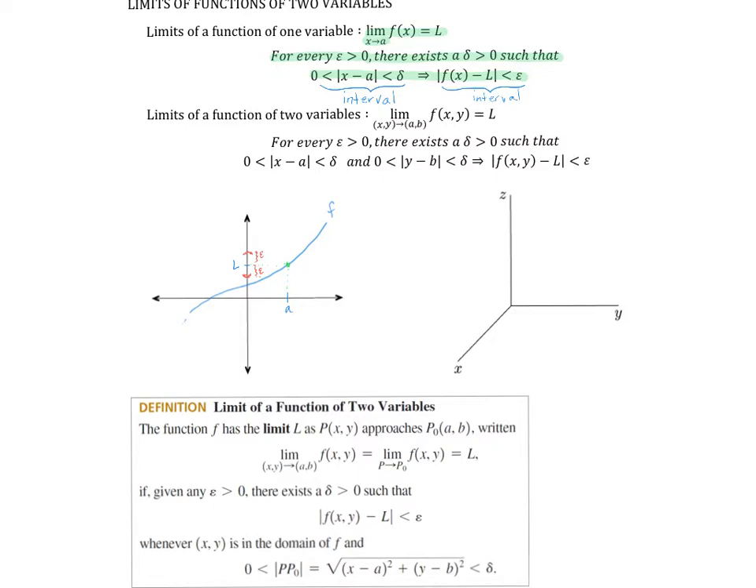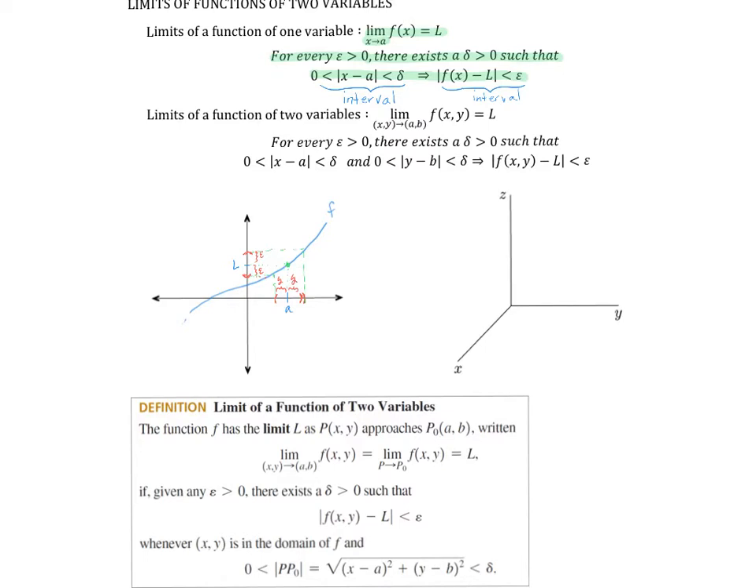So if you take any interval around L, you should find a corresponding interval, and here's how we find it: we take our interval and we map it to our curve and come down. So you should find an interval around a, and notice that on one side of a the distance is smaller, so we typically will choose the smaller distance to be our delta, and then I go out delta.